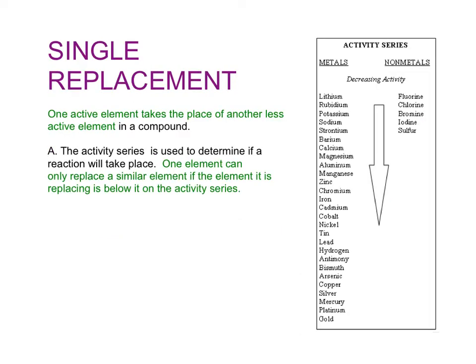So as you can see, one active element is going to take the place of another less active element in a compound. So on the back of your periodic tables, you have something called the activity series, which tells you the exact reactivities of your metals and your nonmetals. So one element can only replace a similar element if that element is below it in the activity series.